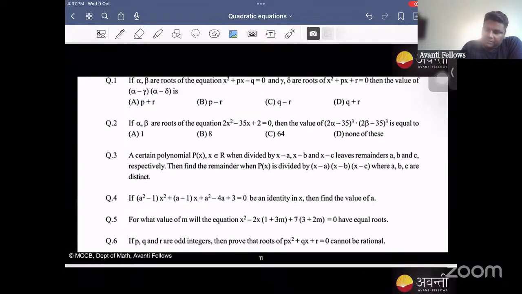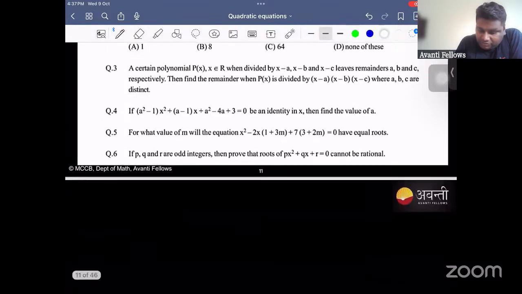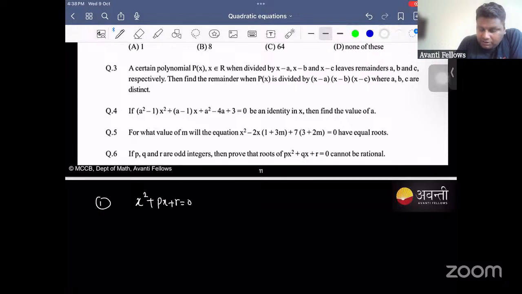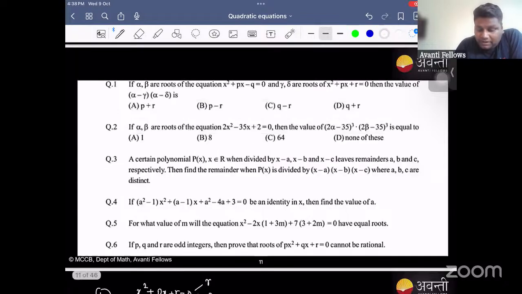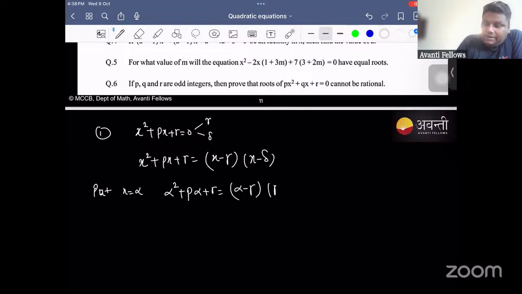See, the first question I'll do for you. Alpha, beta are the roots of the first quadratic, isn't it? And gamma, delta are the roots of the second quadratic. Means x square plus px plus r equals 0 has roots gamma and delta. So this x square plus px plus r can be written as (x minus gamma)(x minus delta). They're asking for (alpha minus gamma)(alpha minus delta). Now in this equation, put x equals alpha. So alpha square plus p alpha plus r is (alpha minus gamma)(alpha minus delta).